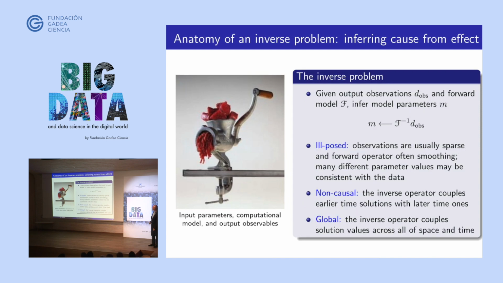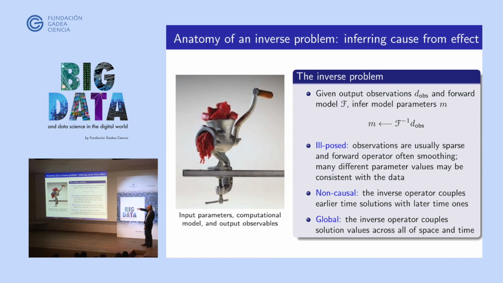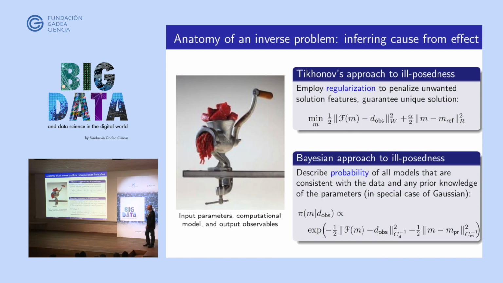In contrast, the inverse problem is to go backwards. Take observations of the outputs and try to reconstruct the inputs. And you can see from this grinder that looks to be, in fact, almost hopeless. So the challenge really is that this going backwards from observables to parameters is often ill-posed. The observations are usually sparse, the forward operator is often smoothing, and as a result, many different parameter values may be consistent with the data. Okay, so how do we treat this?